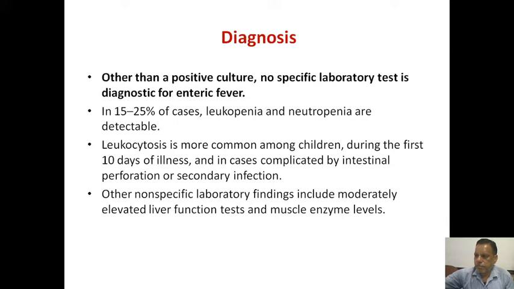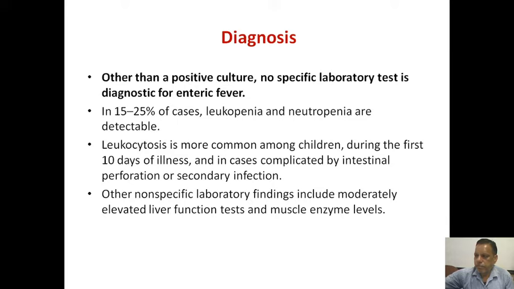Now, the CBC in a patient of enteric fever typically shows leukopenia, neutropenia. So this is a bacterial infection where leukocytosis is not seen. Normally in patients who are having bacterial infection like, say, meningitis, urosepsis, or infective endocarditis, they typically have increased counts, but here is a bacterial infection where we see leukopenia and neutropenia. Leukocytosis is more common among children.